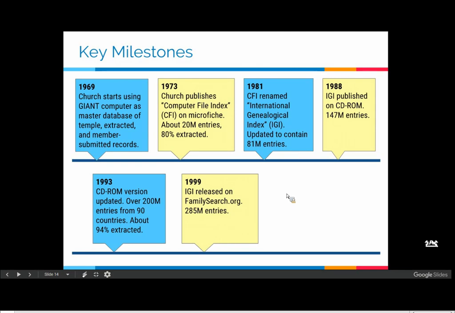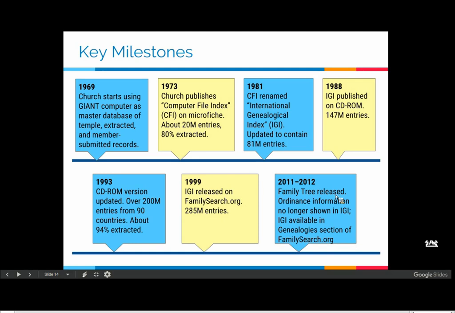And then finally, in 2011 to 2012, Family Tree was released. And of course, as I'm sure most of you know, Family Tree is now the central repository of the church for records that have had temple work done. And because of that, ordinance information no longer shows in the IGI because it's in Family Tree. But the IGI, as we mentioned a little earlier, is available in the genealogies section of FamilySearch.org.